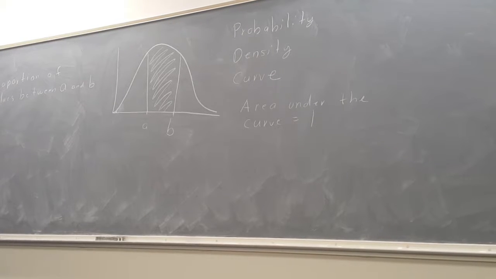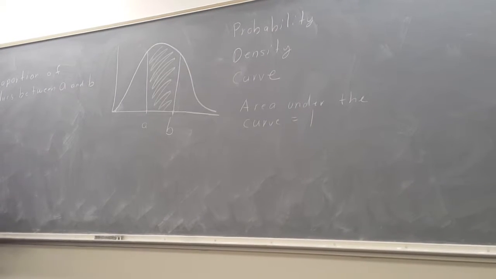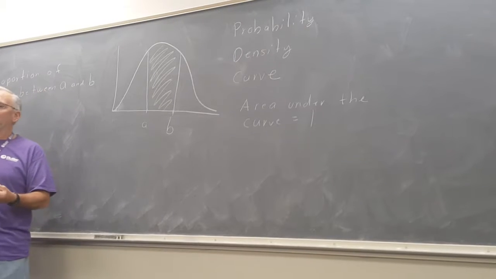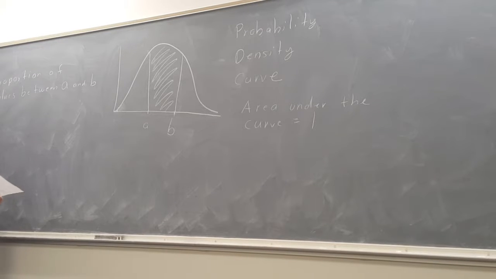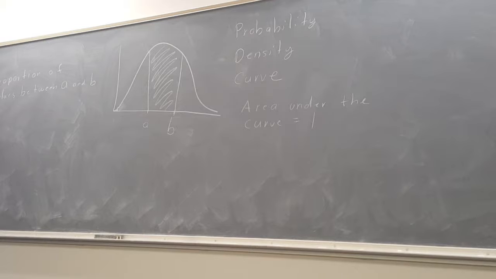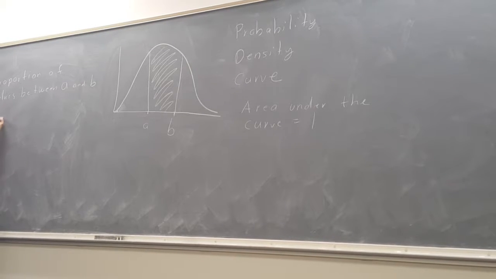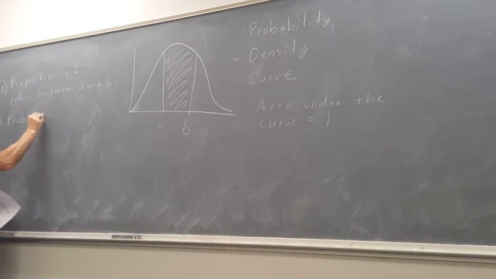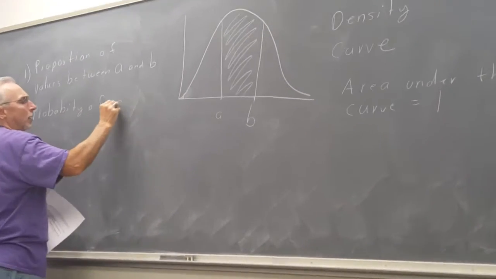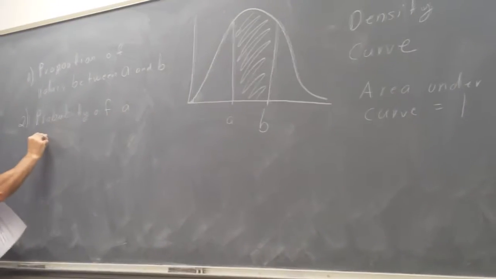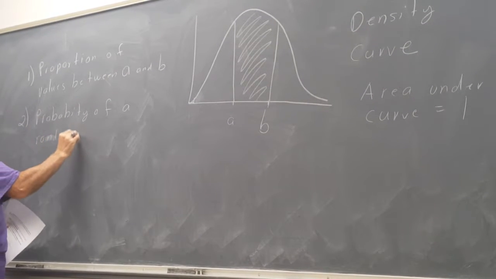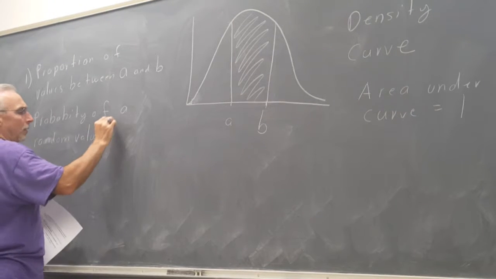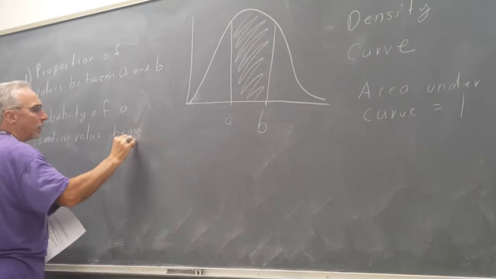So that's what the first one is. So the proportion of the population, which proportion is basically your percentage, right? So how much of your population is in here? Is it 20, 30, 40? And that, we're going to learn how to calculate in a couple minutes. And the second thing this could mean is what's the probability of a random value being between A and B.